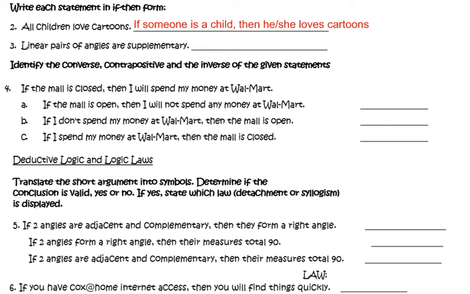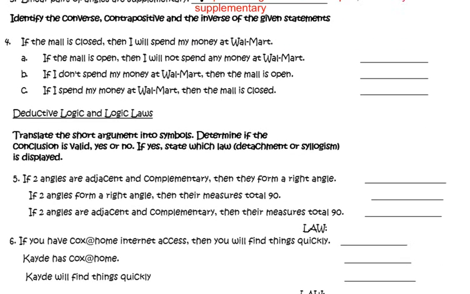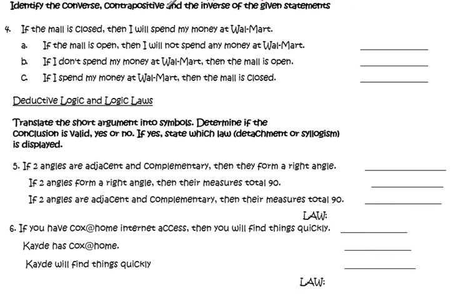So go ahead and try number 3. Pause the video and see if you come up with something similar to what I come up with. So I had if a pair of angles is a linear pair, or are a linear pair, then they are supplementary.